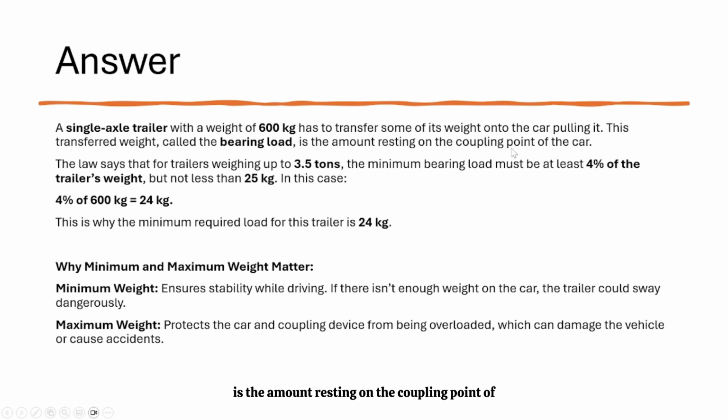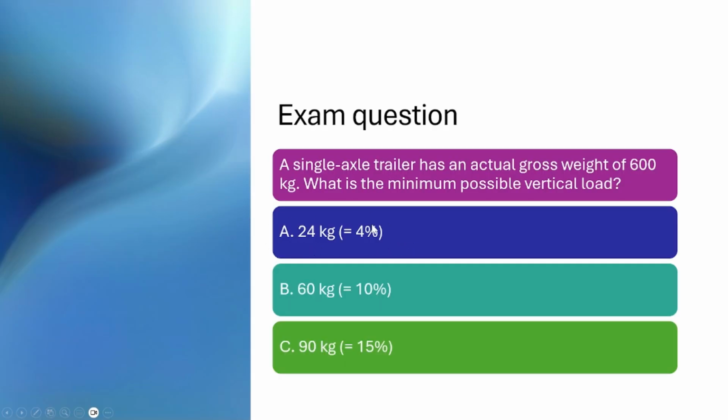It is the amount resting on the coupling point of the ball coupling of your car, where this load is experienced. So the law says that for trailers weighing up to 3.5 tons, the minimum bearing load must be at least 4% of the trailer's weight, but not less than 25 kg in this case. So 4% of 600 kg is 24 kg, and this is why the minimum required load for this trailer is 24 kg. So the answer is 24 kg.